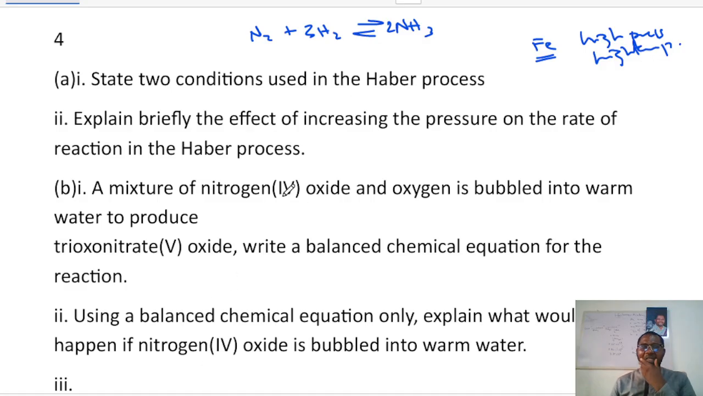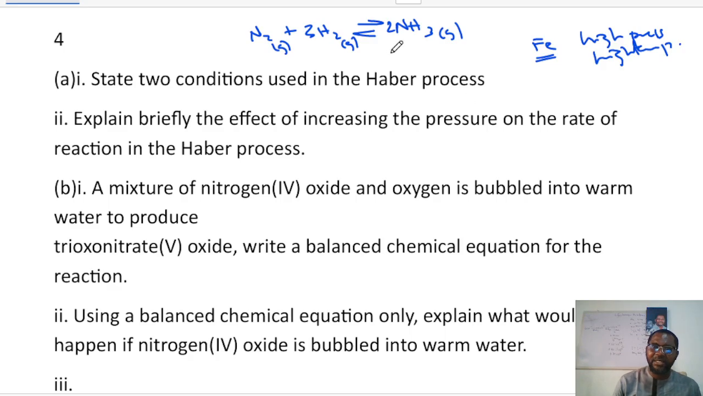Now the next one says, explain briefly the effect of increasing pressure on the rate of reaction in the Haber process. Now remember that the Haber process is a reversible reaction. And anytime you increase pressure in a reversible reaction, these are all gases. Whenever you increase pressure, it will always favor the side that has the lowest number of moles.